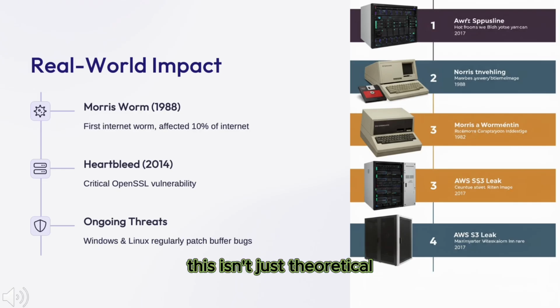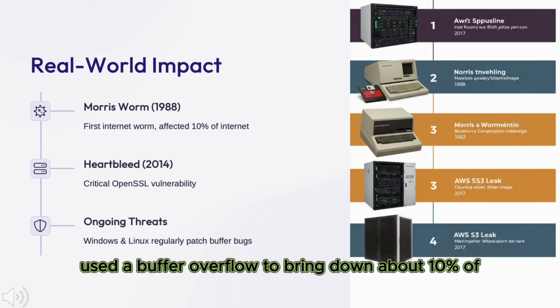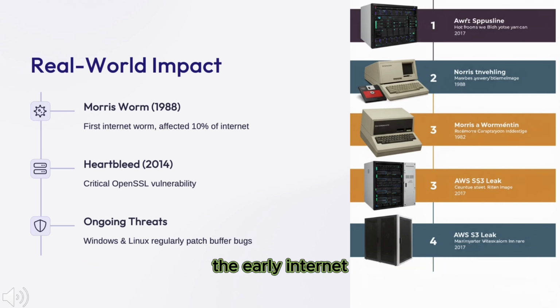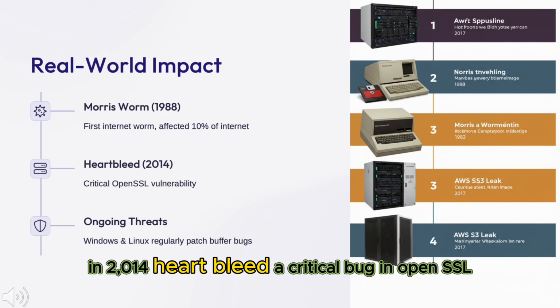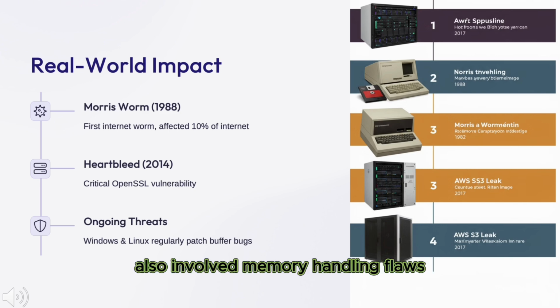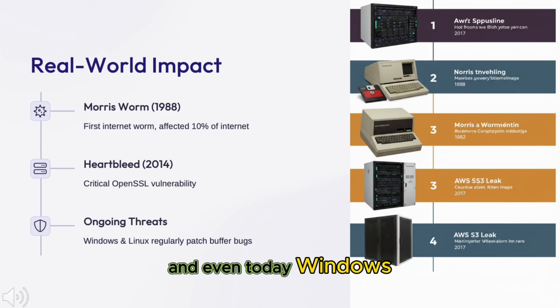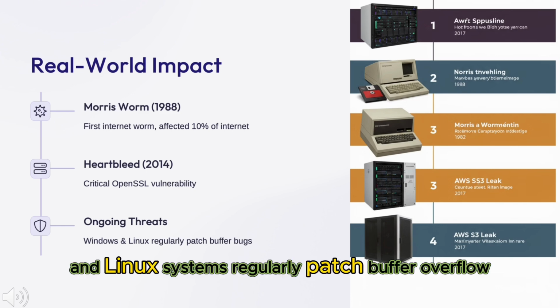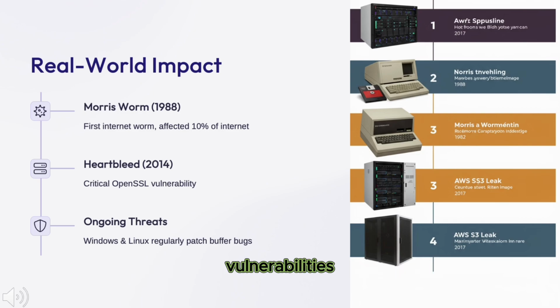This isn't just theoretical. The Morris worm of 1988 used a buffer overflow to bring down about 10% of the early internet. In 2014, Heartbleed, a critical bug in OpenSSL, also involved memory handling flaws. And even today, Windows and Linux systems regularly patch buffer overflow vulnerabilities.